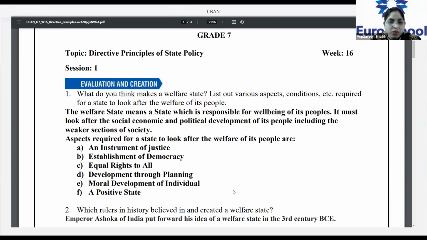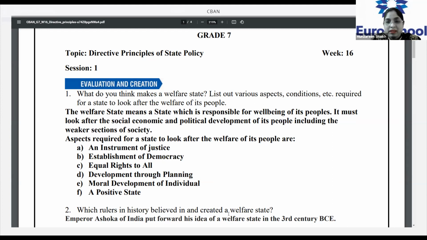So the first question is, what do you think makes a welfare state? List out various aspects, conditions, etc. required for a state to look after the welfare of its people. So first of all, whenever you get such type of a question where they are asking you, what do you think? How are you going to begin your answer, children? Although it is not here, but I have already taught you all, right? According to me, or I think, that also you can use. Okay, you can use according to me or I think. All right, so that's your perspective, but it should be related to the content.